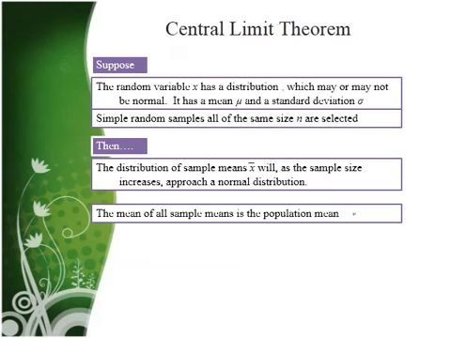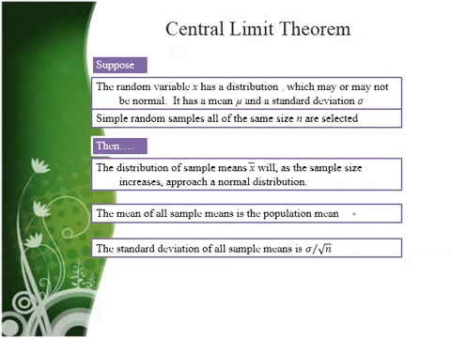Also, the mean of all sample means is the population mean, and the standard deviation of all sample means is sigma divided by the square root of the sample size n.